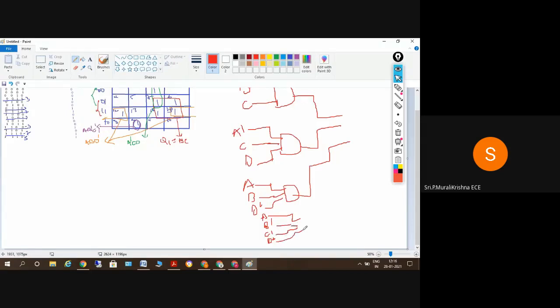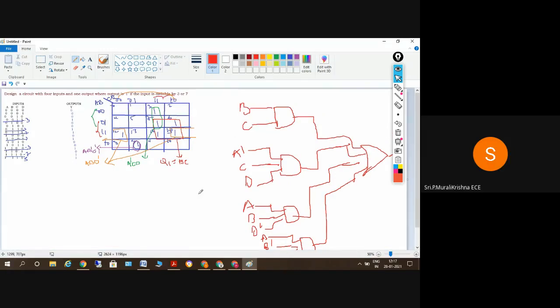And all these four are given to an OR gate. So this is how we will identify the problem, and we'll draw the circuit diagram. Clear? Yeah, sir. So we'll take one more problem of this kind. I have to understand the problem and draw the truth table.